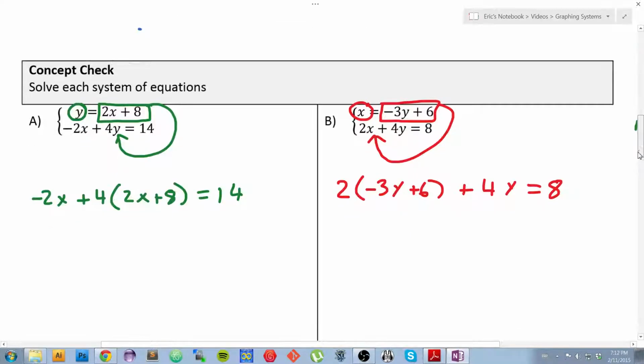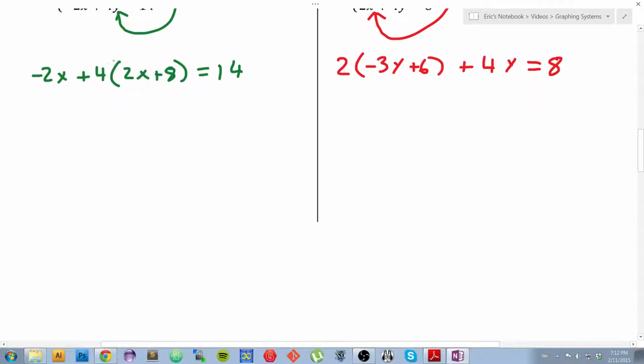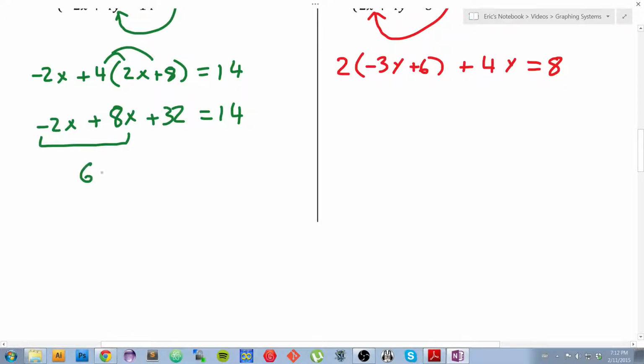All right. Finishing off this one right here. Well, we'll need to distribute again. So that'll give me 8x plus 32. Copy that down. When I combine like terms this time, I get 6x plus 32 equals 14. Take away 32 from both sides.